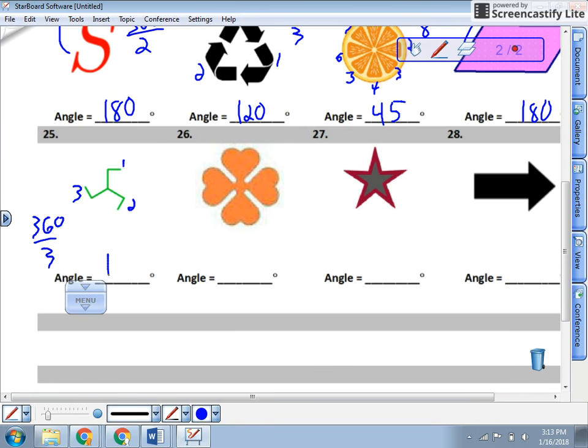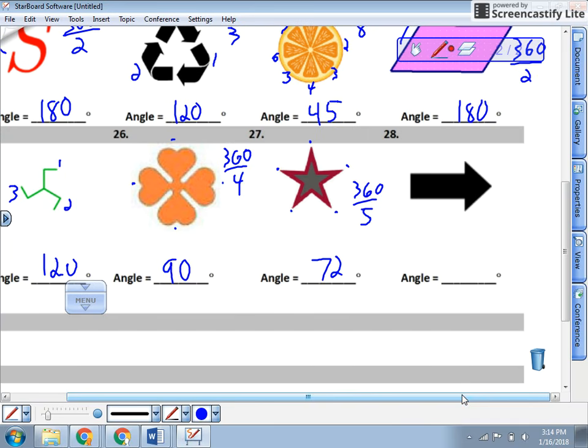All right, this figure, we haven't done one of these. We can definitely do 1, 2, 3, 4. 360 divided by 4, well, that's going to be 90 degrees. The star, 1, 2, 3, 4, 5. 360 divided by 5, 72 degrees. And the last one, an arrow.